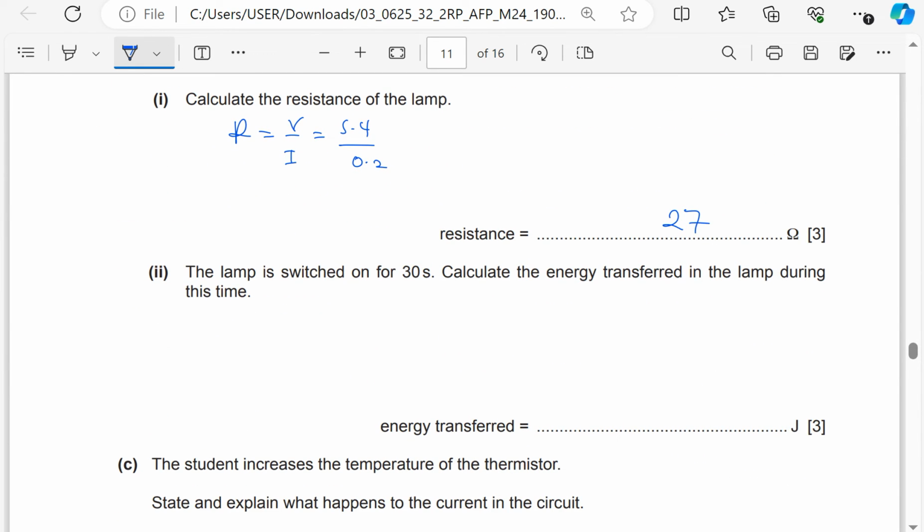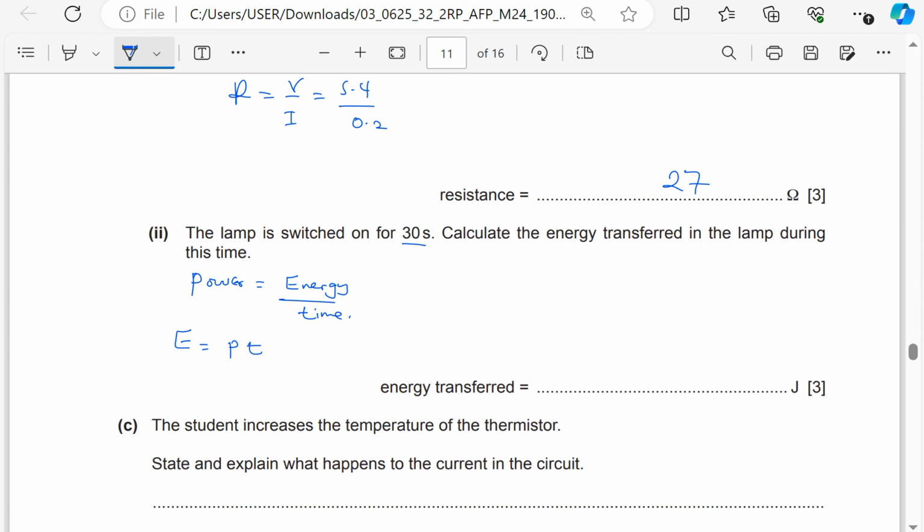The lamp is switched on for 30 seconds. Calculate the energy transferred in the lamp during this time. So we know that power is equal to energy divided by time. So it means that energy is going to be power times time. But power also is equal to current times V. So it means energy is going to be I times V times T.